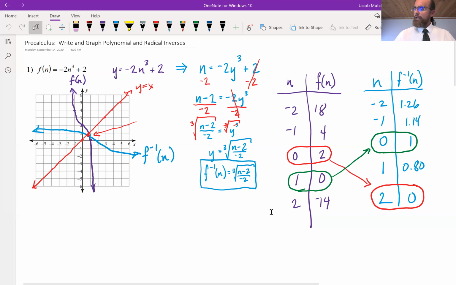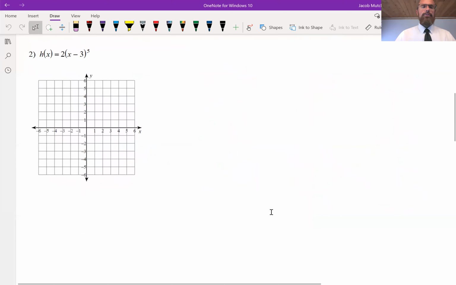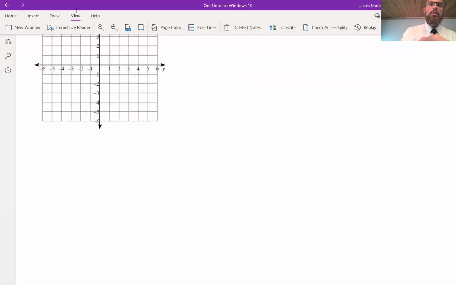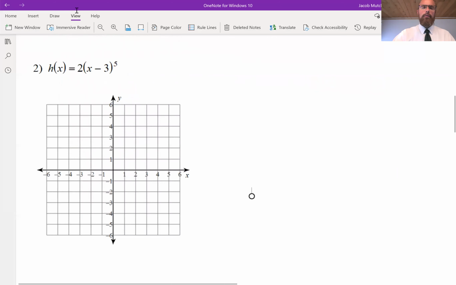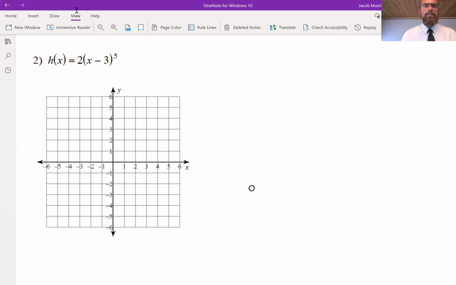Let's take a look at a second example of polynomial inverse writing. So here's our second example. We'll expand here to see 100%. So this one is h of x equals 2 times quantity 3, x minus 3 quantity to the power of 5. So let's begin by writing the inverse.